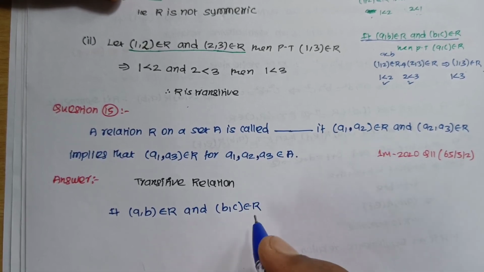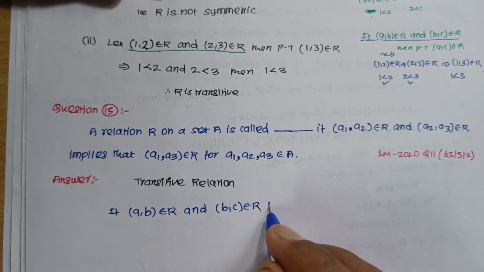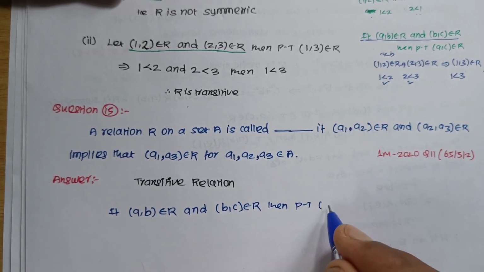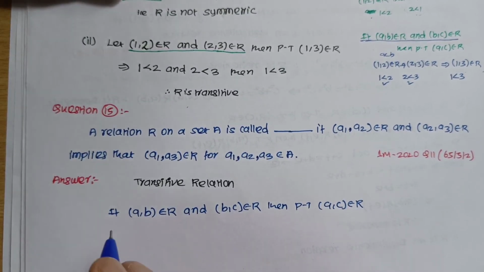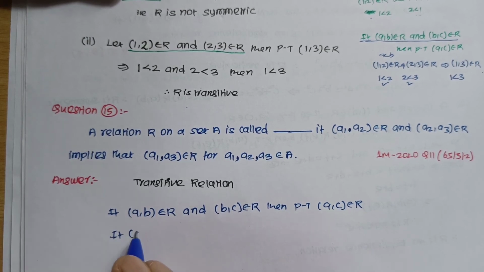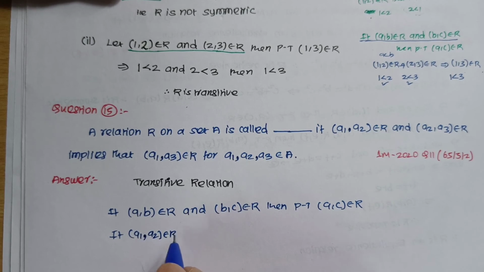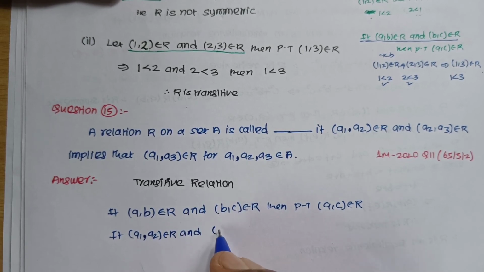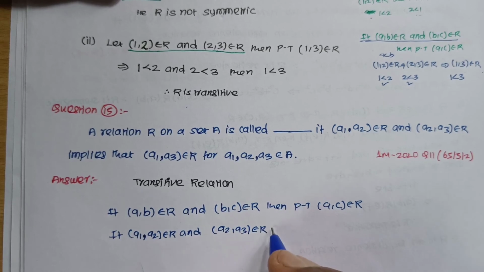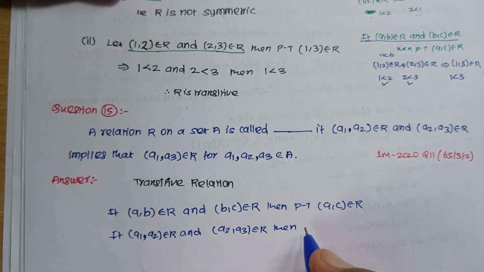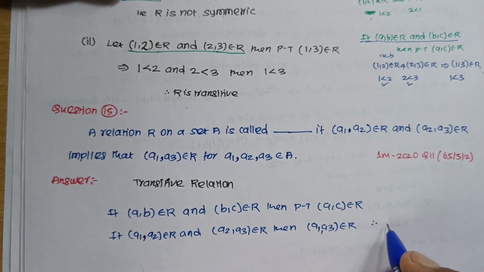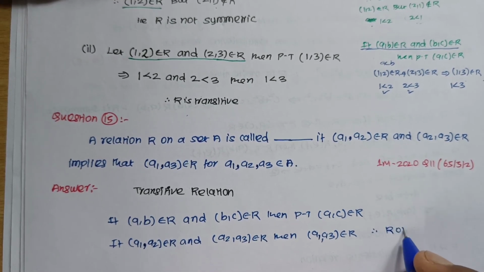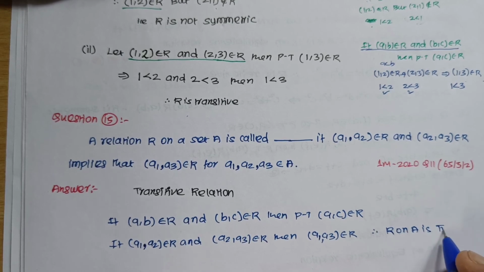First these two conditions must belong to R. These two must be true for us to check. Then prove that (a, c) belongs to R. If (a, c) belongs to R, then it is transitive, right? So that is what is given: if a1, a2 belongs to R and a2, a3 belongs to R, then which implies that a1, a3 belongs to R, therefore the relation on A is transitive.